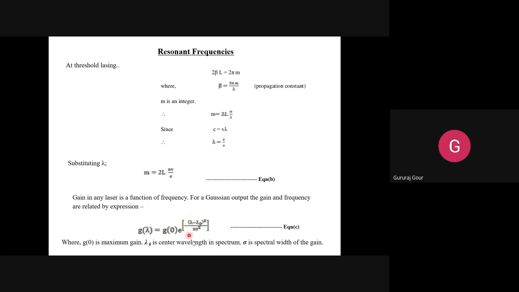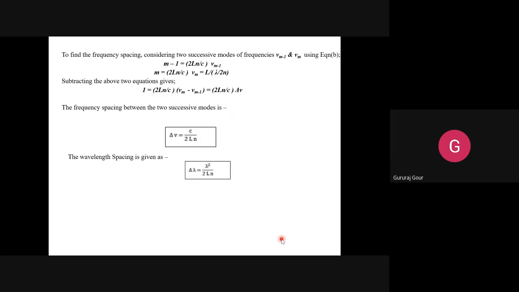Another one is asking, if the half power point, lambda minus lambda naught, 2 nanometer is given, what is the spectral width sigma of the gain? He is asking you to find this. You have to use equation number C. Lambda minus lambda naught is given, and g of 0 is given. He is asking you to find sigma, the spectral width of the gain. If you resolve this, you will get sigma as 1.7. This is a very simple direct substitution problem, that's why I have not shown any steps here.